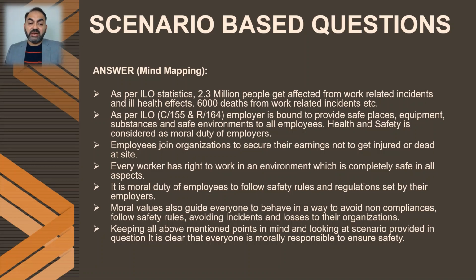And I put here, as per ILO statistics, 2.3 million people get affected from work-related incidents and ill health effects. 6,000 people are dying from work-related incidents. And you can even add more things, disabilities, ill health effects, and all that. By showing this point to the assessor, you make the point that the size of the problem is very big around the world. Many people are dying, getting injured, getting disabled, and suffering ill health effects because of not following health and safety rules and regulations.